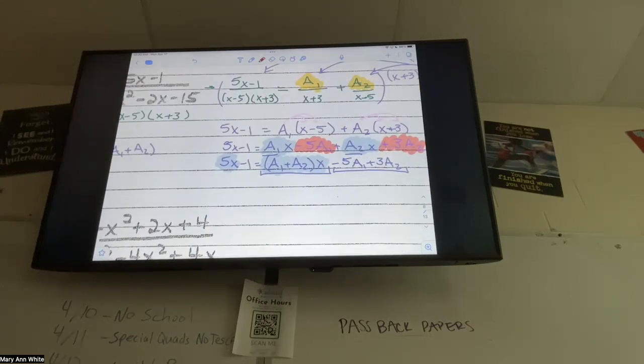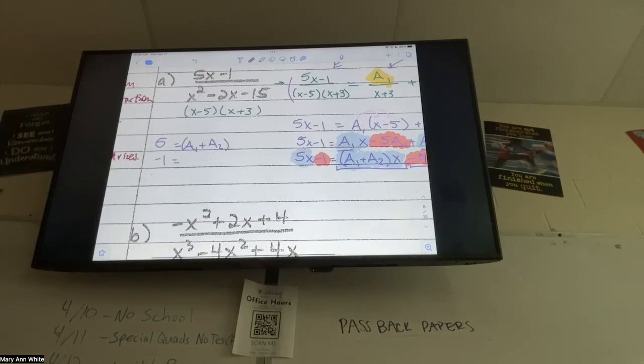Same thing for the constant. -1 is going to equal these two things combined. So whatever A1 and A2 is, -5 times A1 plus 3 times A2 is going to have to equal -1. So I'm going to write my constants as their own equation over here. Okay.